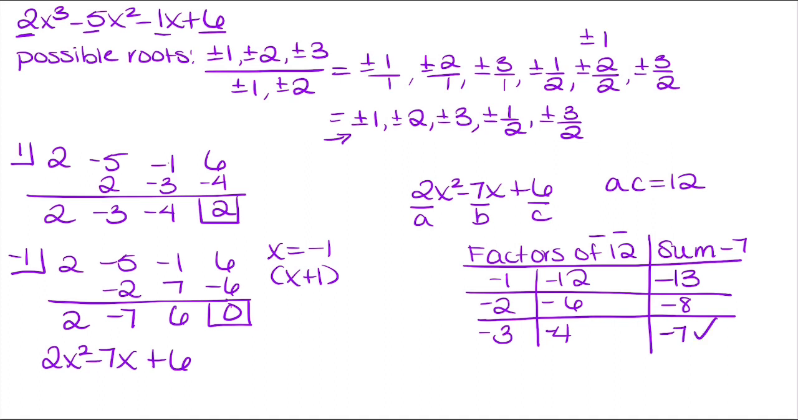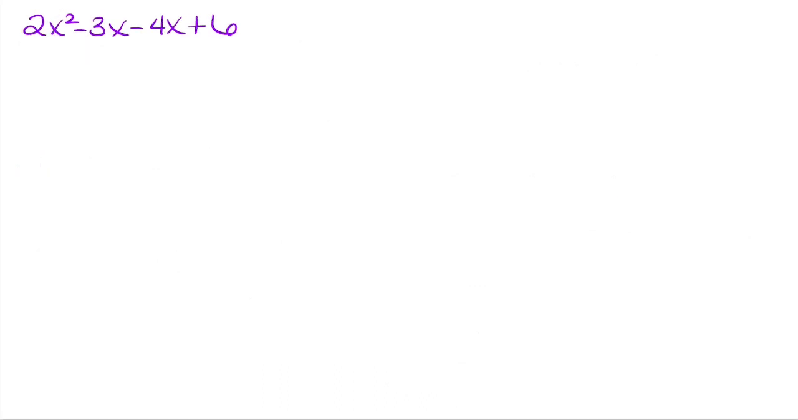So I'm going to expand this by writing 2x squared minus 3x minus 4x plus 6. So now I'm going to use factoring by grouping to put these terms into two groups and factor this. So I have plus negative 4x plus 6, and now what I need to do is figure out the GCF of the first group.